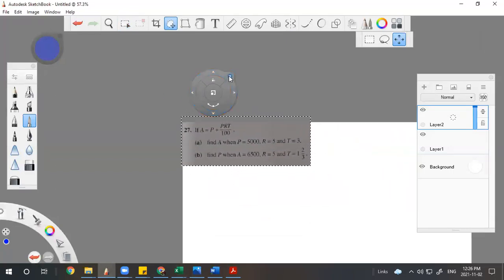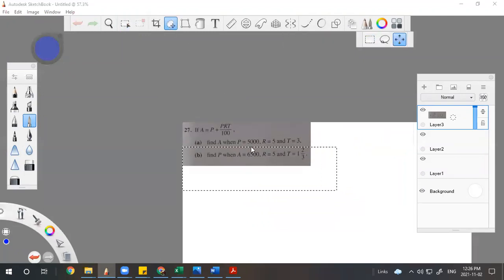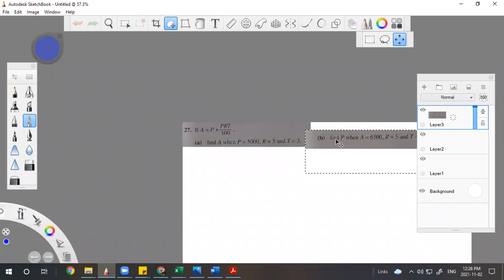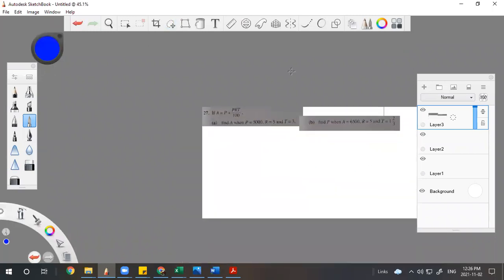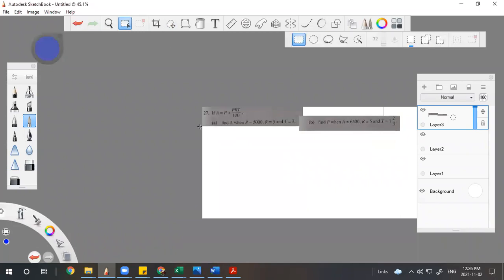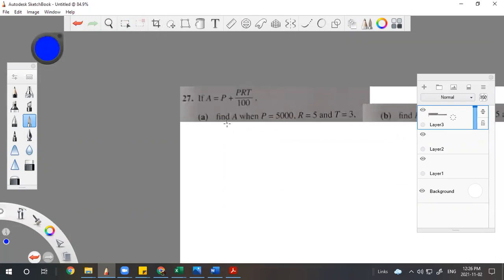I just want to change this bottom part on the right side biar lebih enak, kalau nggak repot. Oke, gini. Okay. Now, A equals, I rewrite one more time: PRT over 100. PRT means P times R times T. That's how you have to understand.